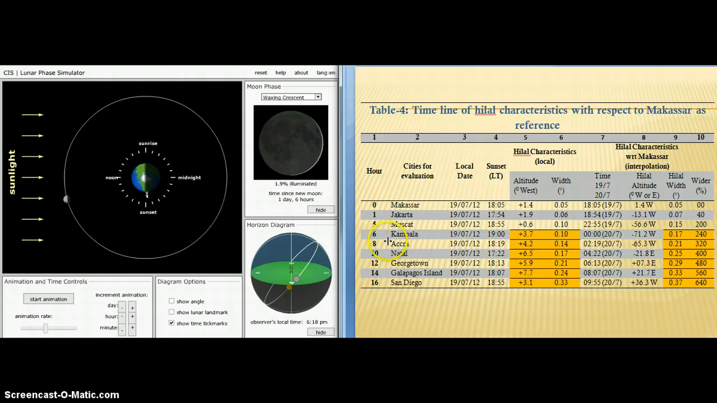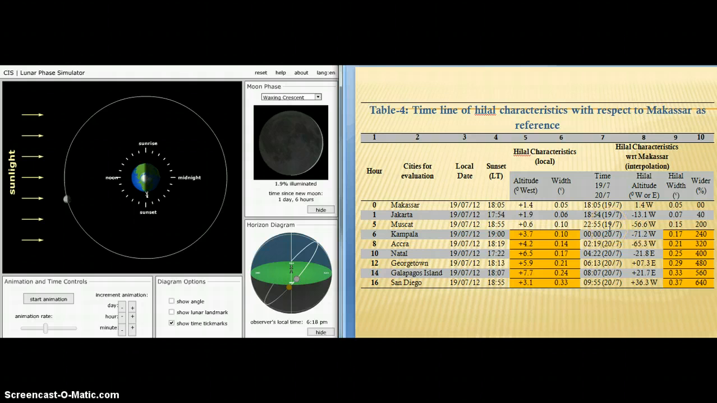As the time zone difference between Makassar and Kampala is 5 hours, when the sun sets at 19:00 on July 19, 2012 in Kampala, in Makassar it was already midnight on July 20, 2012.